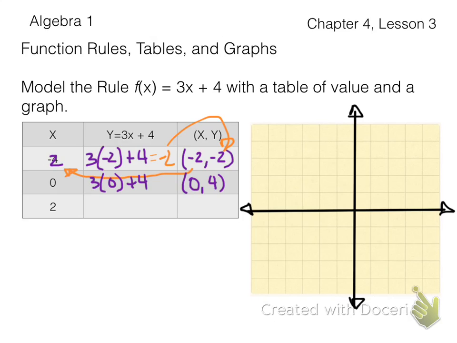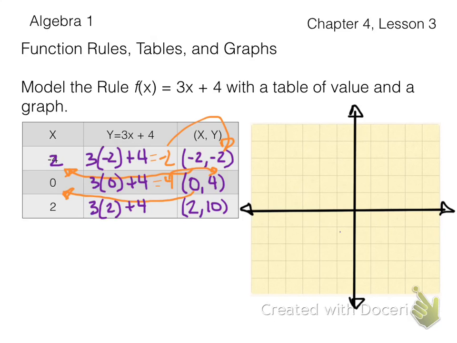Then I'm going to use 0 for x as one of my inputs. 3 times 0 is 0, plus 4 is 4, so I end up with the point 0, 4. Again, x is 0 because that's where I started, and the answer is 4. And the same with 2, which gives me the point 2, 10.